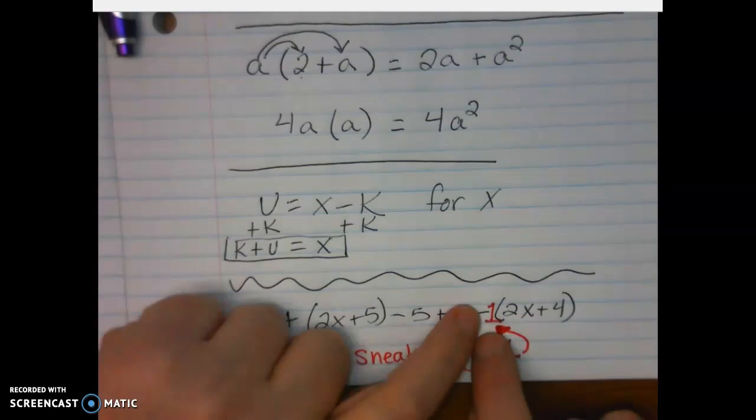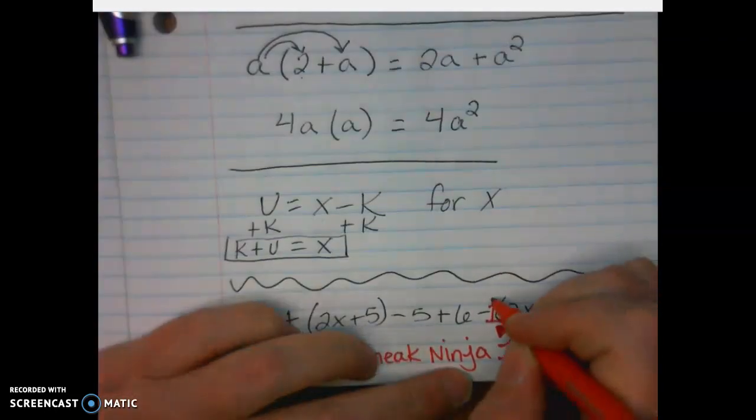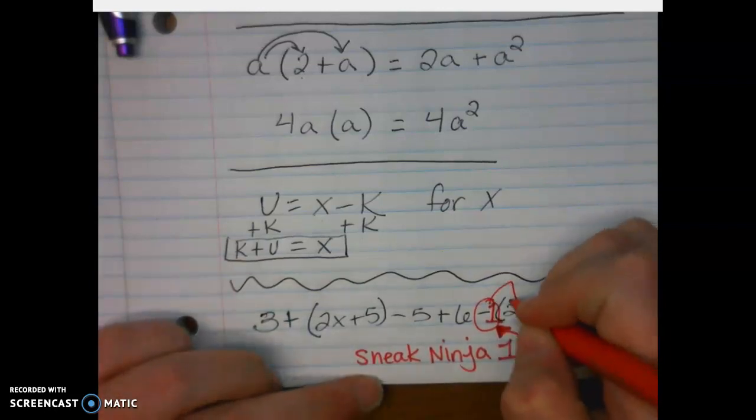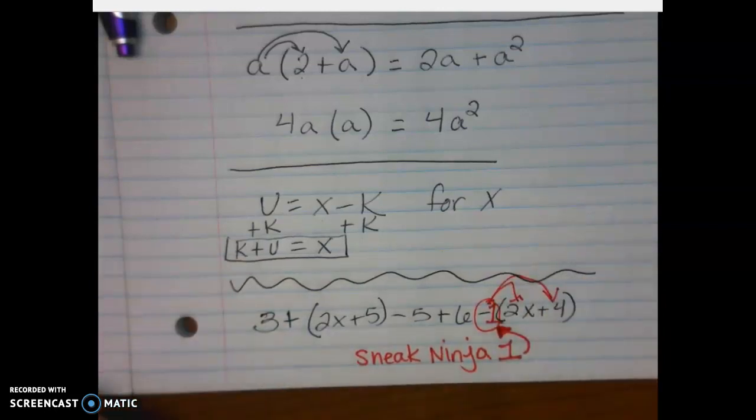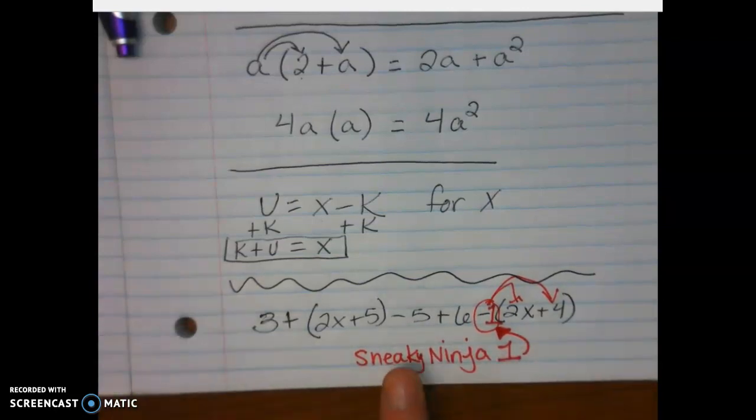Okay? And it's so that you don't forget that you need to distribute this negative over here and over here. Lots of you missed that on the quiz today, and I want to make sure you have notes in your journal about that, okay? So when I ask you a secret question tomorrow in class, that's what I'm talking about. These 3 words, sneaky ninja 1, okay? This is what I'm talking about.